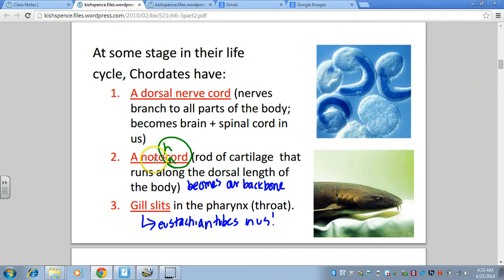We have a notochord, and that's where the term chordates comes from. The notochord is a rod of cartilage that runs along the dorsal length of the body. In us, ours eventually becomes our backbone, our vertebrae. But there are 2 other subphyla that are not vertebrates. They are invertebrate chordates, and they have remnants of this notochord instead of a vertebral column. And the third thing is gill slits in the pharynx or throat region. We do actually have gill slits, but they become eustachian tubes as we develop further.